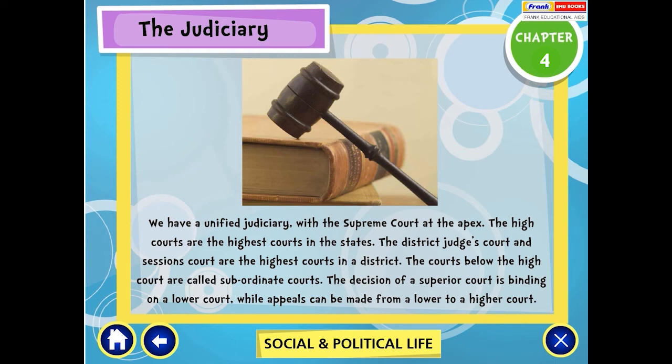The high courts are the highest courts in the states. The district judges' court and sessions court are the highest courts in a district. The courts below the high court are called subordinate courts. The decision of a superior court is binding on a lower court, while appeals can be made from a lower to a higher court.